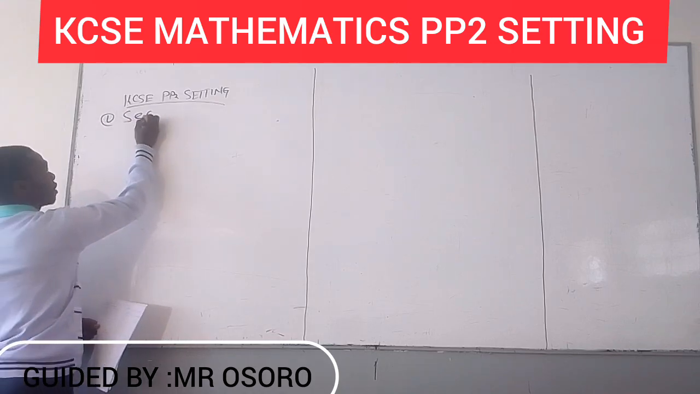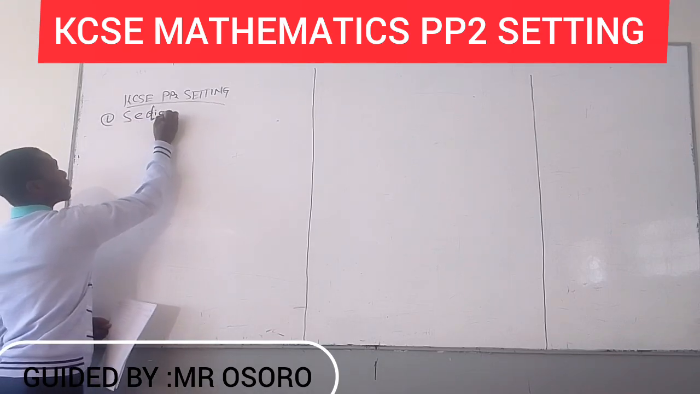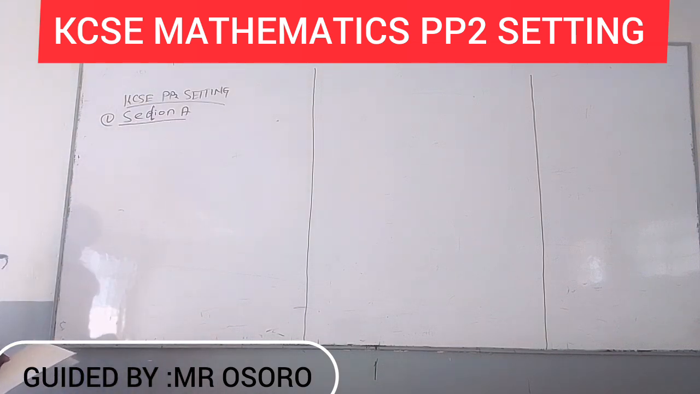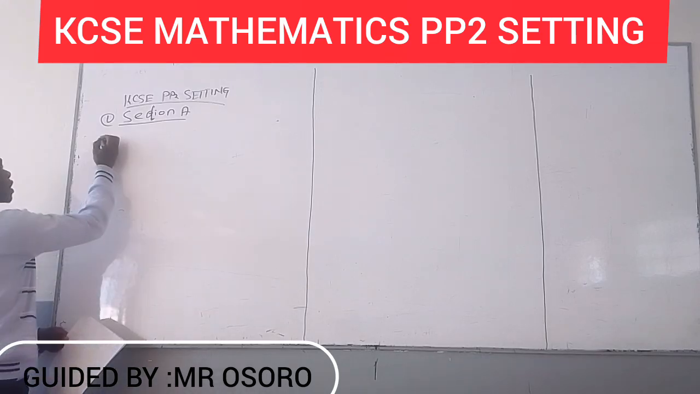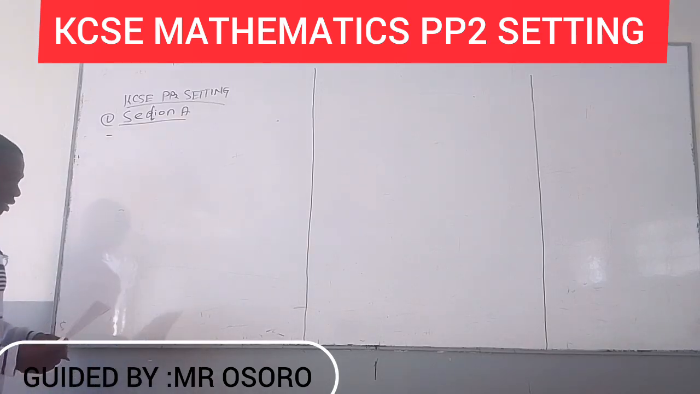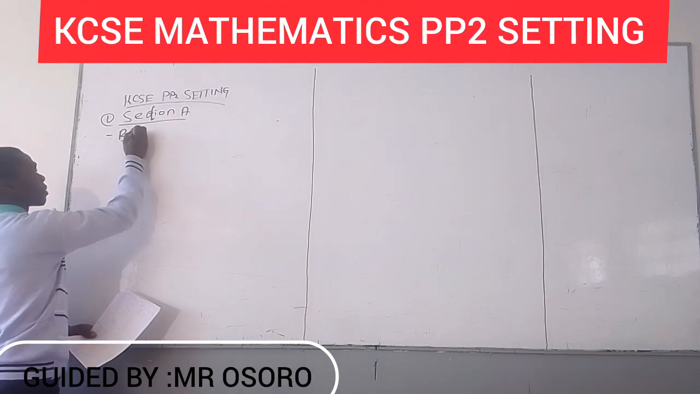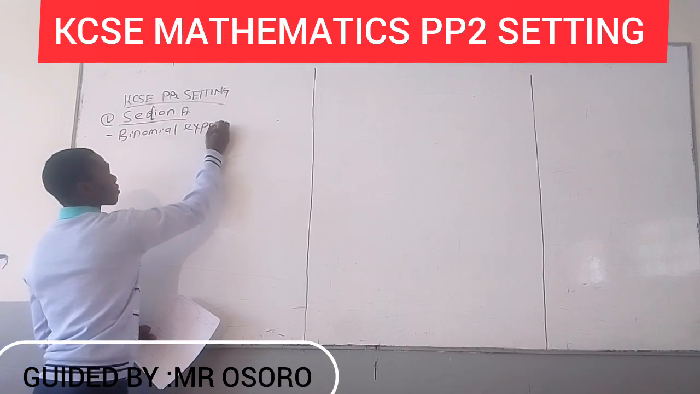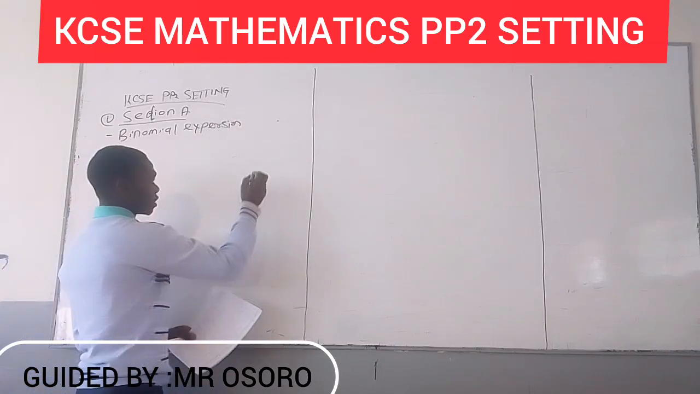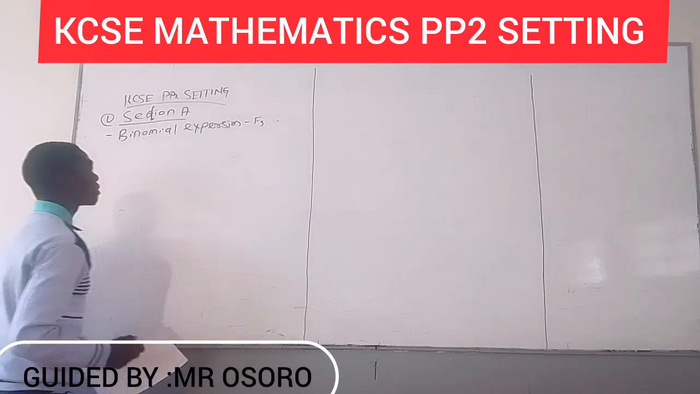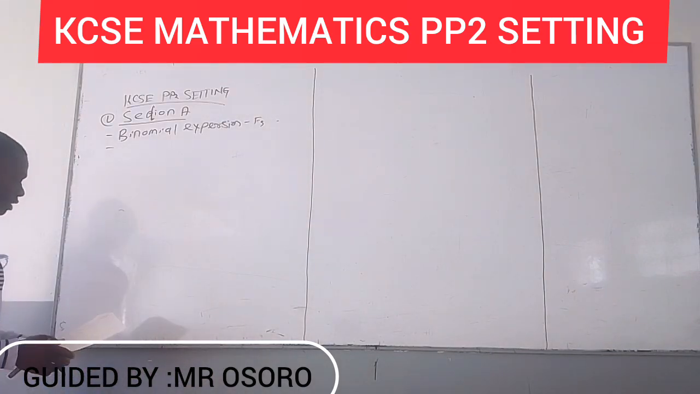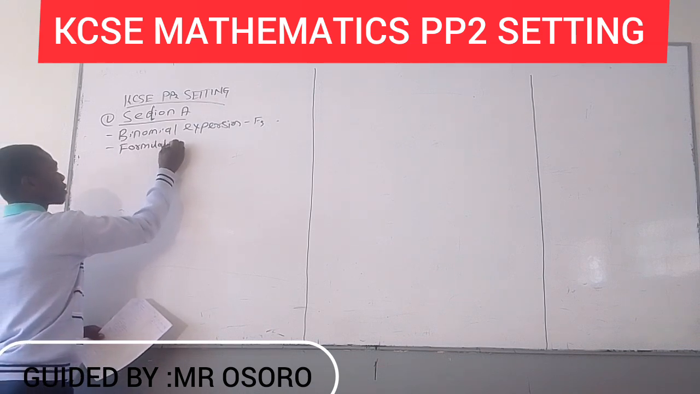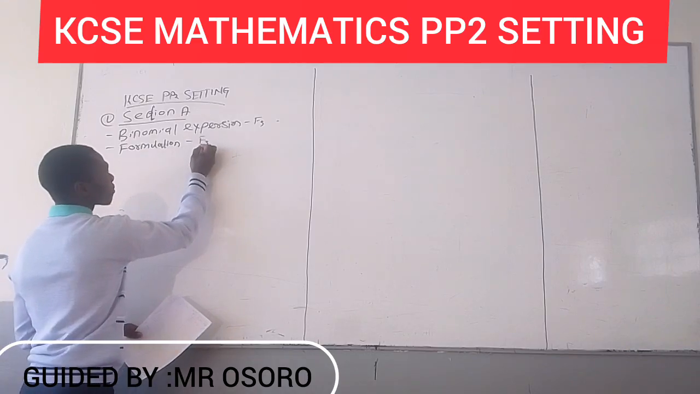So that is the KCSE Paper 2 setting, and the first section is Section A. So we are starting with Section A. These are the topics you can mostly encounter in Section A. Number 1, binomial expansion, and you find it in Form 3. The second topic is formulation, again in Form 3.